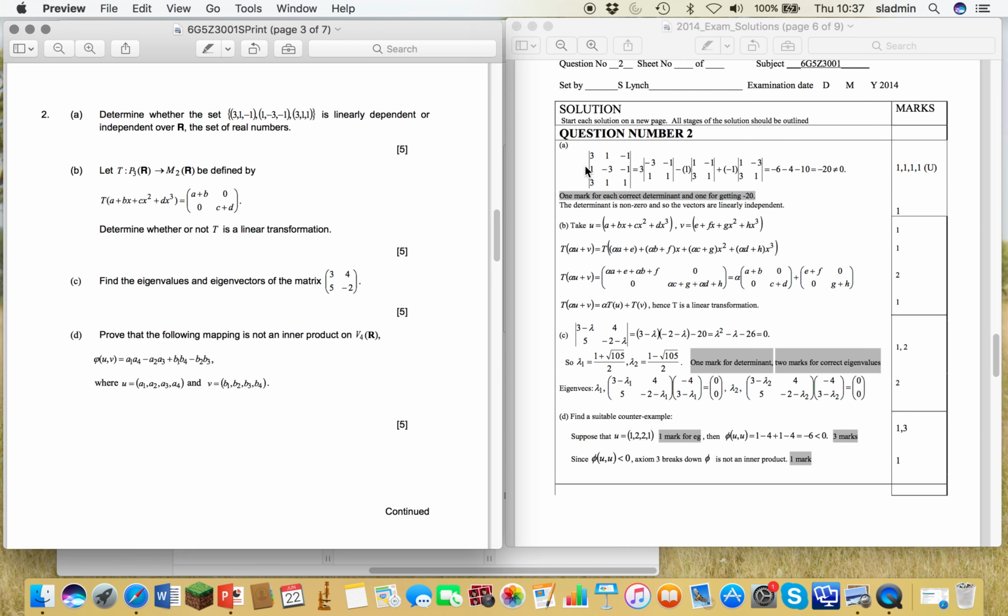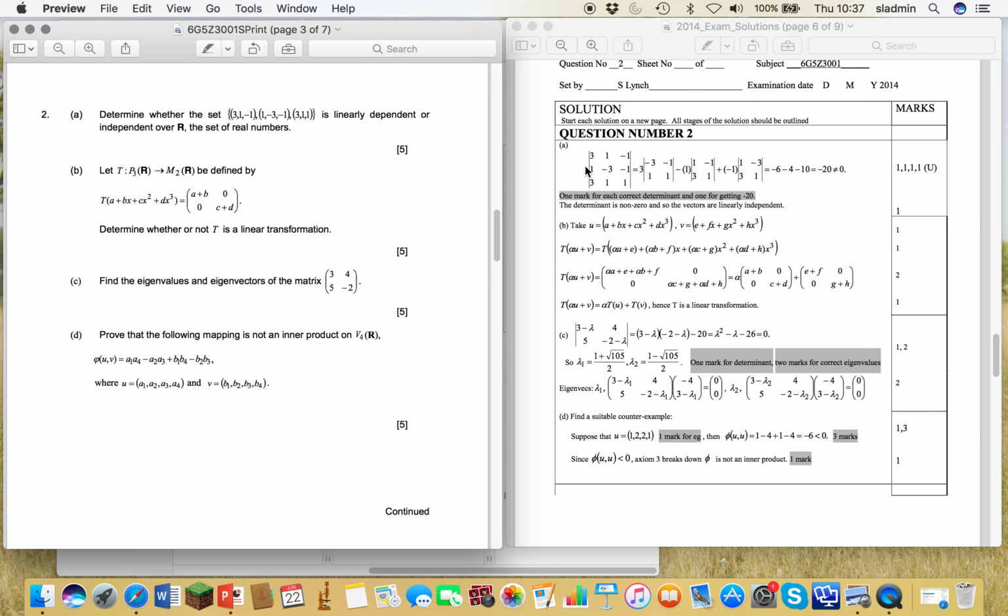These are the solutions to the Mathematical Methods Linear Algebra exam from 2014. You'll see you have to answer all questions in section A, so you must answer question 2, and you have to answer 3 from section B. So my first question on linear algebra is question 2.